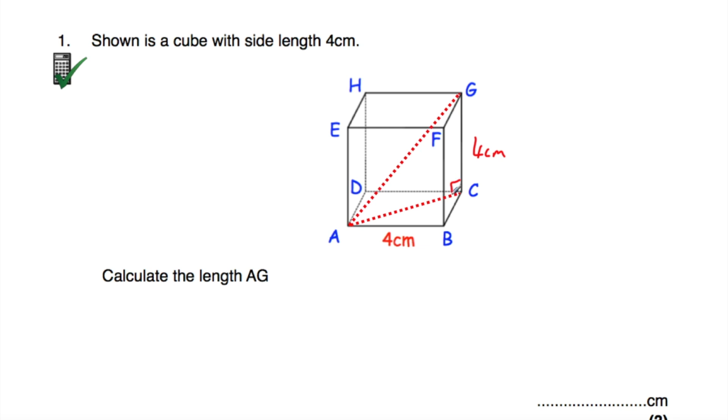We could use Pythagoras' theorem to find the length of AG, but to do that, we need to find the length of AC to begin with. The base of this cube, ABC, is a right angle triangle as well. We know that AB is 4 centimeters and BC is 4 centimeters as well, and we can use Pythagoras' theorem to find the length of AC.